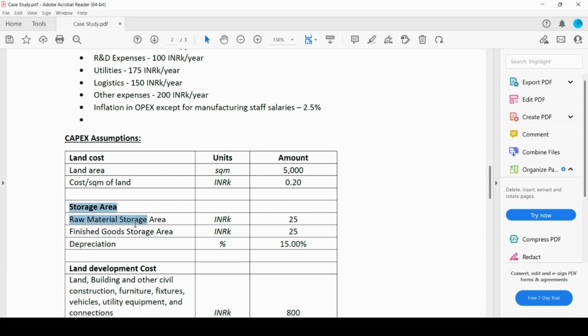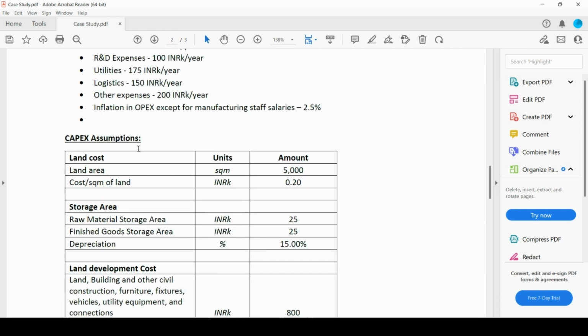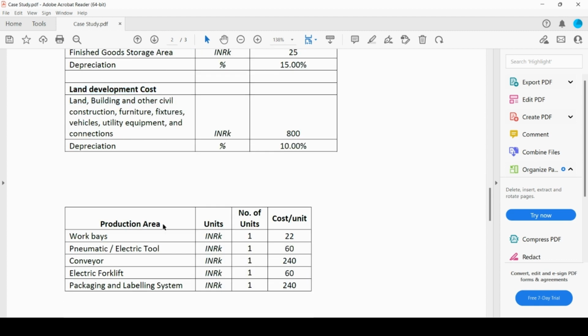Then second, capex they are going to build for storage area. These are the prices, and this is the depreciation rate. Then land development cost we have something. So what are the capex, guys? First capex is for land. Then the second capital expenditure is for storage area. Then we have for land development. Then we have for production area.